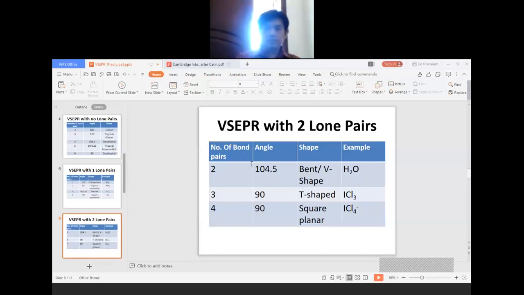Next, three bond pairs with two lone pairs. The molecule is ICl3, iodine trichloride. Okay, the shape of the molecule is T-shaped. T-shape means the molecule looks like a T, and then the bond angle is 90.